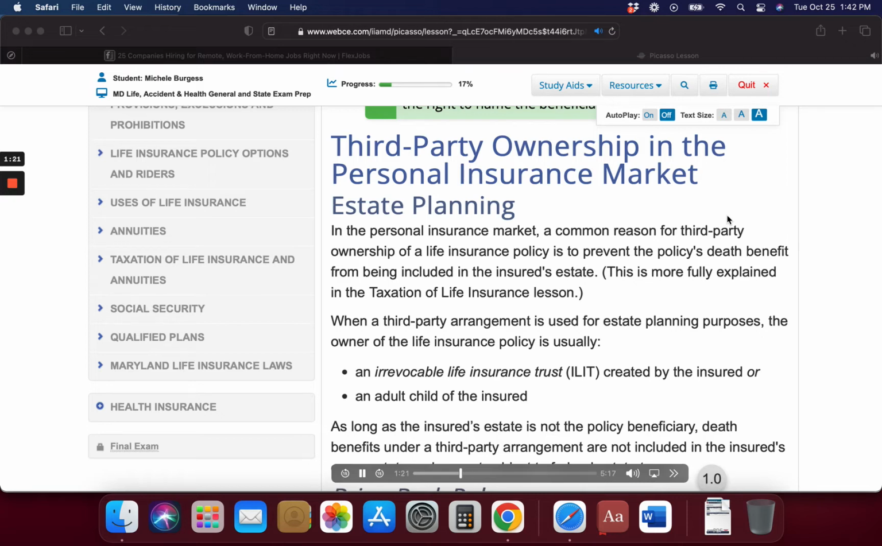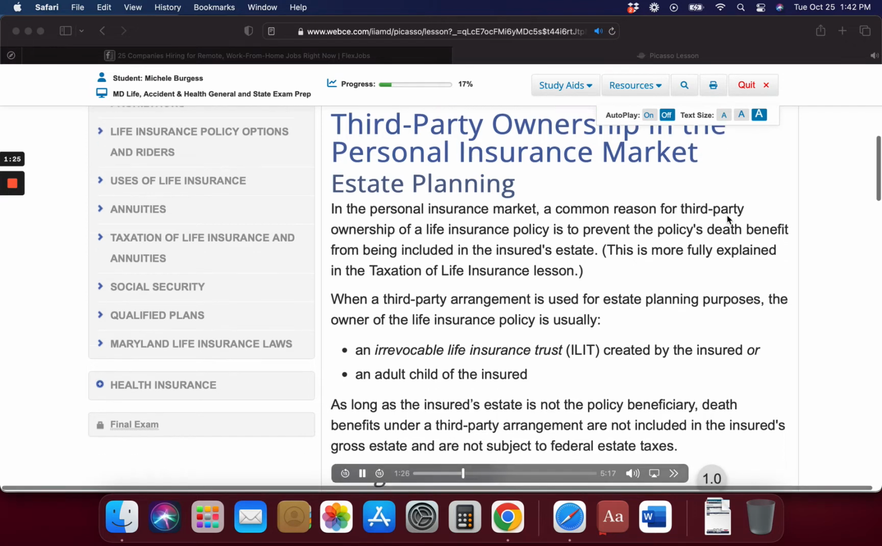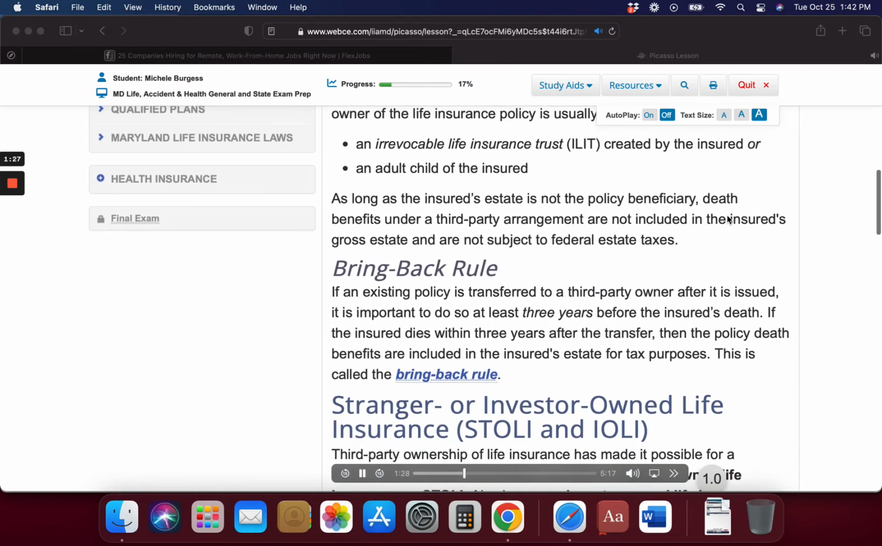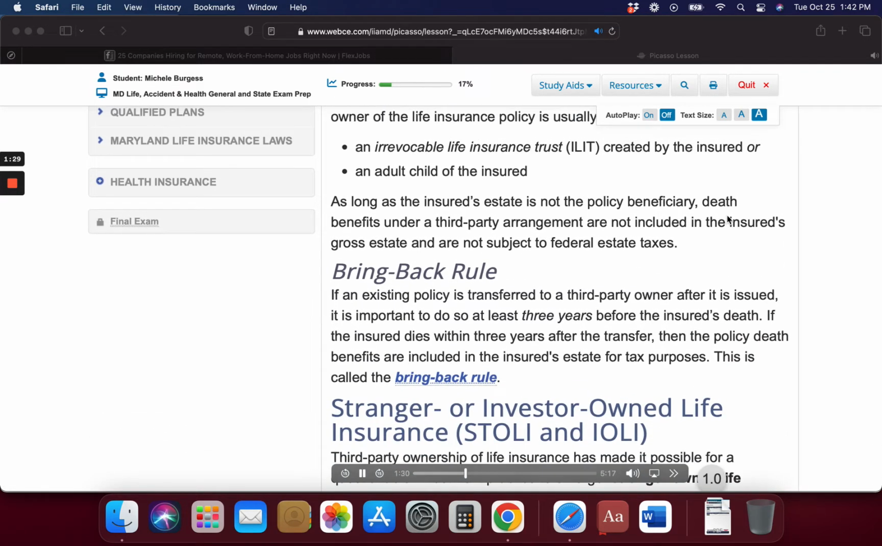When a third-party arrangement is used for estate planning purposes, the owner of the life insurance policy is usually an irrevocable life insurance trust, ILIT, created by the insured or an adult child of the insured. As long as the insured's estate is not the policy beneficiary, death benefits under a third-party arrangement are not included in the insured's gross estate and are not subject to federal estate taxes.